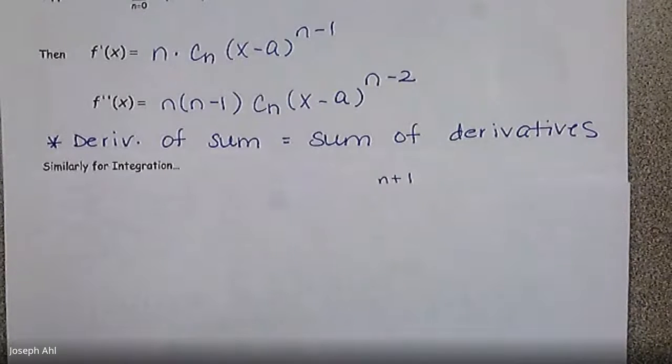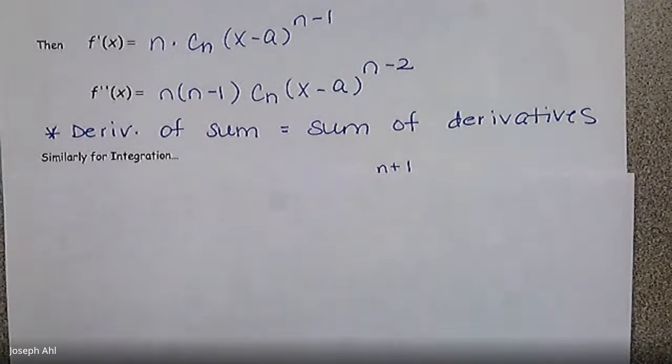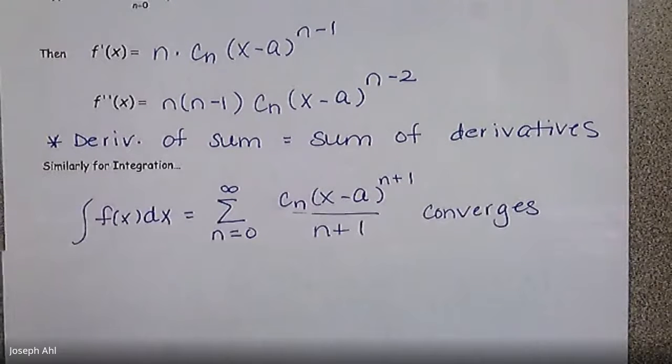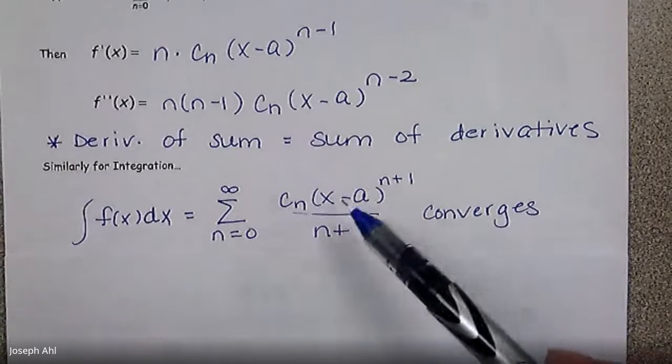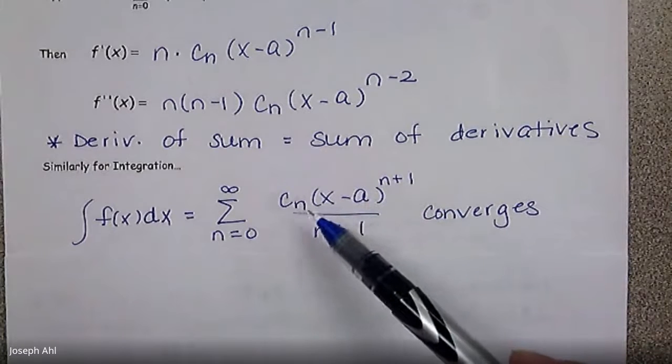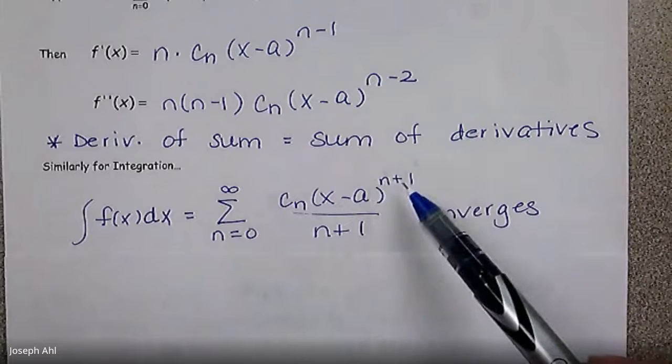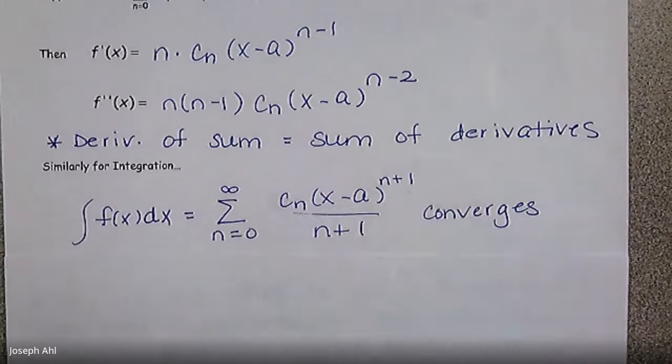All right, same thing would happen for integration. If you have a function f of x that converges, its integral would converge as well. So we would just use, in this case, the anti-power rule, where you'd have c sub n times x minus a, raise the power up by 1 to the n plus 1 now, and then divide by n plus 1, and that would converge as well.